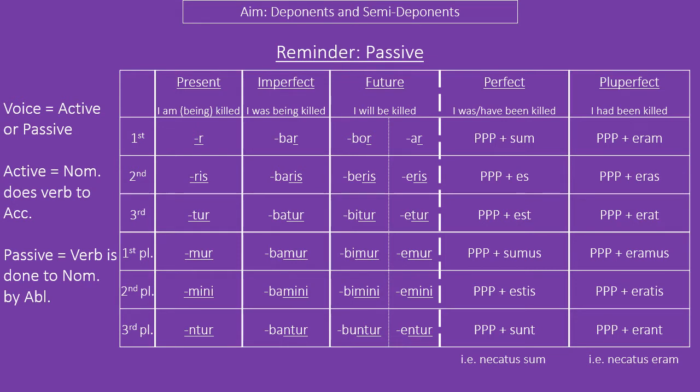So the basic endings for passive are -r, -ris, -tur, -mur, -mini, -ntur. So obviously that's your present. If you're imperfect, you just stick a ba in front of it, so -bar, -baris, -batur, etc. Remember that for the future, there are two different types depending on what conjugation you're in. If you're in first and second conjugation, you're going to be using -bor, -beris, -bitur, -bimur, -bimini, -buntur, whereas third and fourth conjugation is -ar, -eris, -etur, etc.